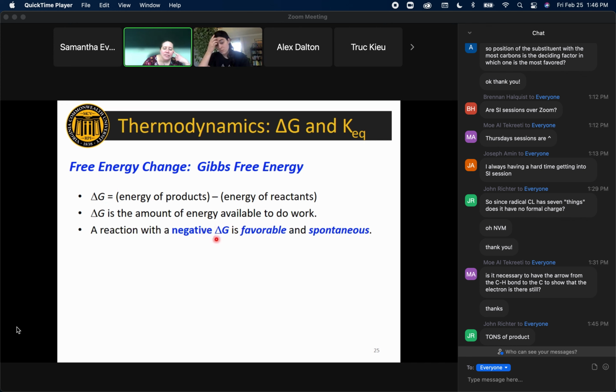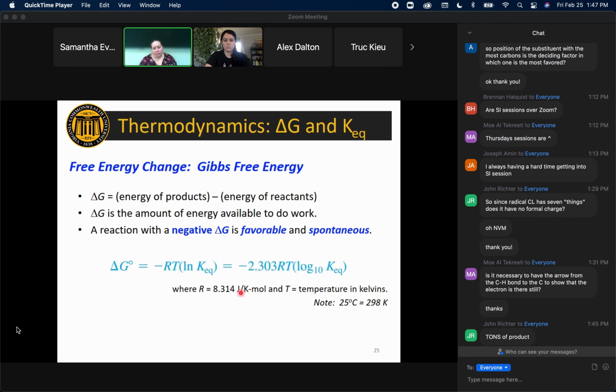If you have a negative delta G, a reaction is going to be favorable and it's going to be spontaneous. What do I mean by that? I mean that the reaction will occur in nature, in real life. With a negative delta G, that reaction will move forward and go towards products.